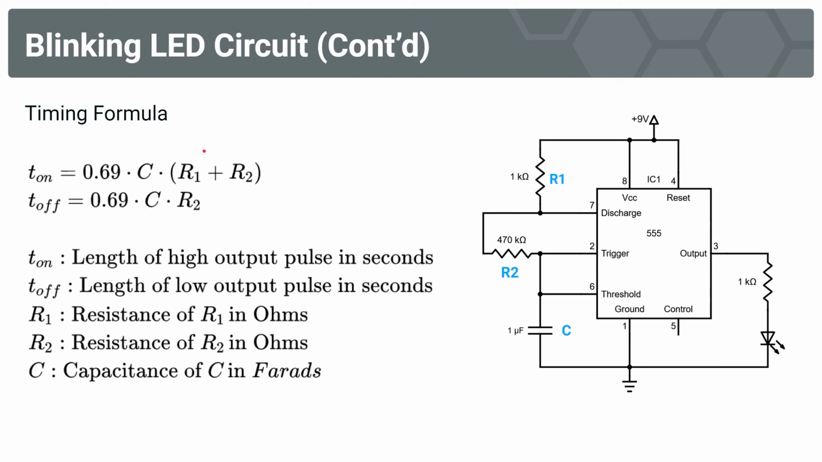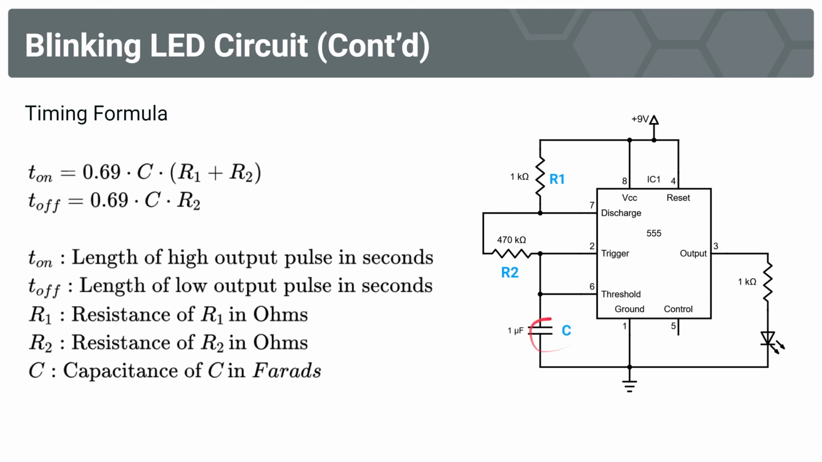If we increased R1, we would increase the amount of time that the LED cycles on. However, because R1 is not a component of the formula for the time the LED is off, increasing R1 does not increase the amount of time the LED is off. So if we increased R2, however, we would both increase the amount of time the LED is on and also increase the amount of time the LED is off.